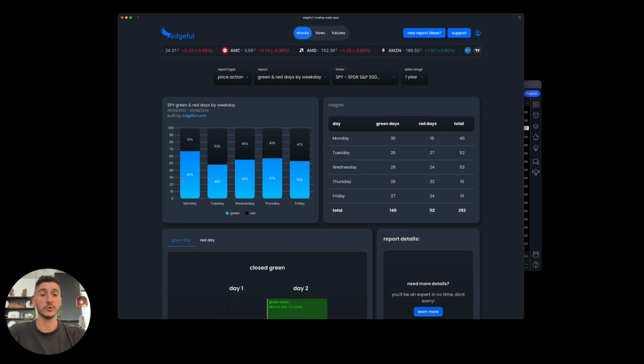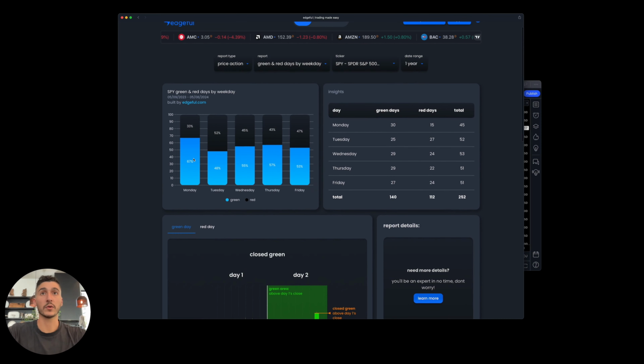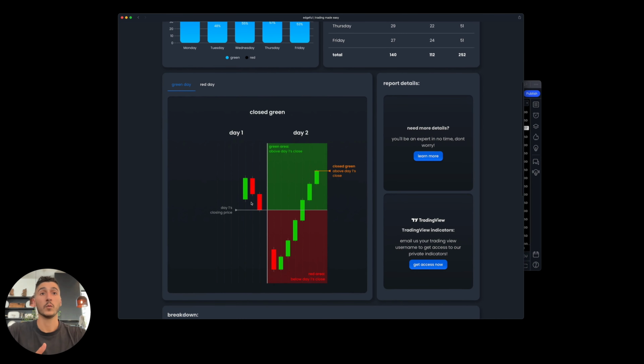So I don't want to be too bearish on these days. As a reminder, this report just shows you how often a certain weekday will close red or green. And always, by the way, with stocks, red or green is determined by whether we're above or below the previous day's closing price. So if this is the previous day's closing price right here, above that is a green day, below that is a red day.